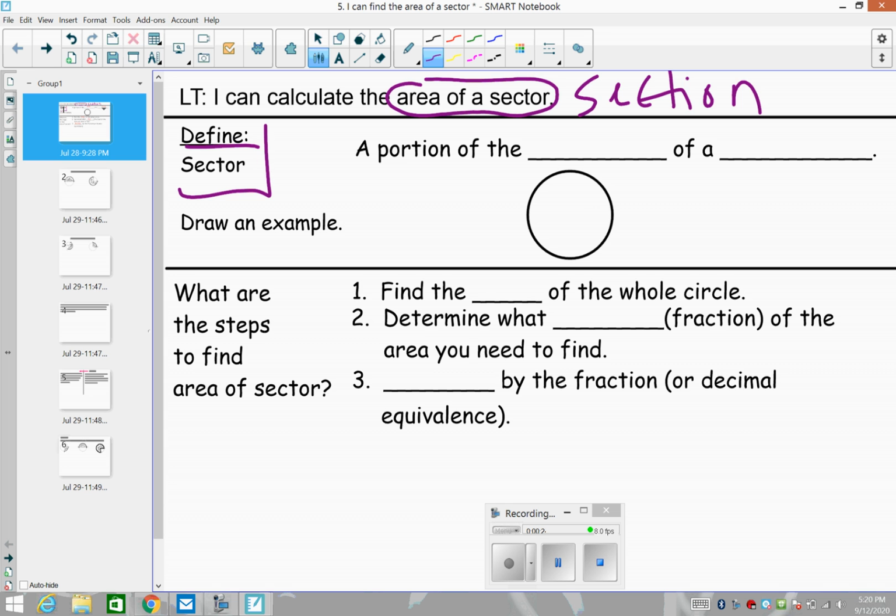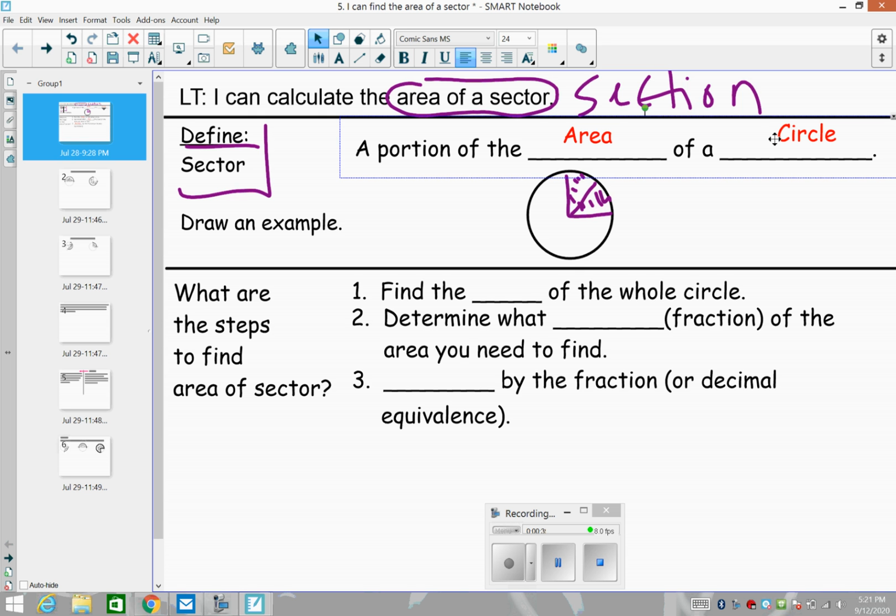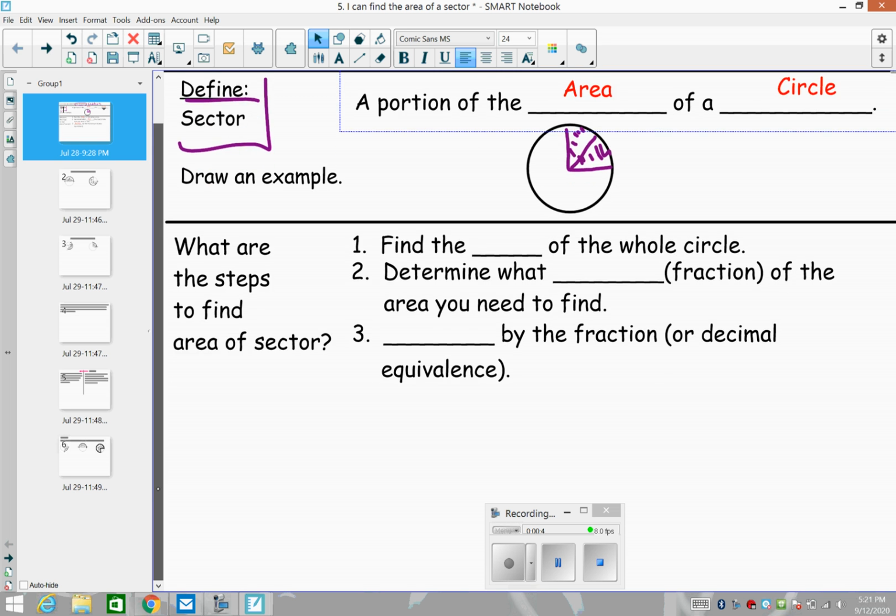So an example would be if you were to eat, let's say, 2 slices of pizza. How do we calculate the area of just a section of pizza? So we're going to take a portion of the area of the circle. Very similar to what we did with arc length, but just using a different formula.